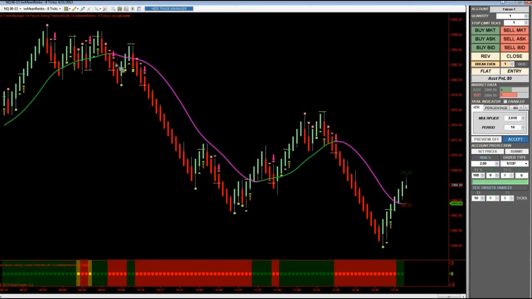Again, very simple to interpret, no guessing. I can look at it and I can make a decision instantly whether or not I want to take that trade. So those are the kinds of things that you're going to want to look for when you're developing your scalping system or your swing trading system.